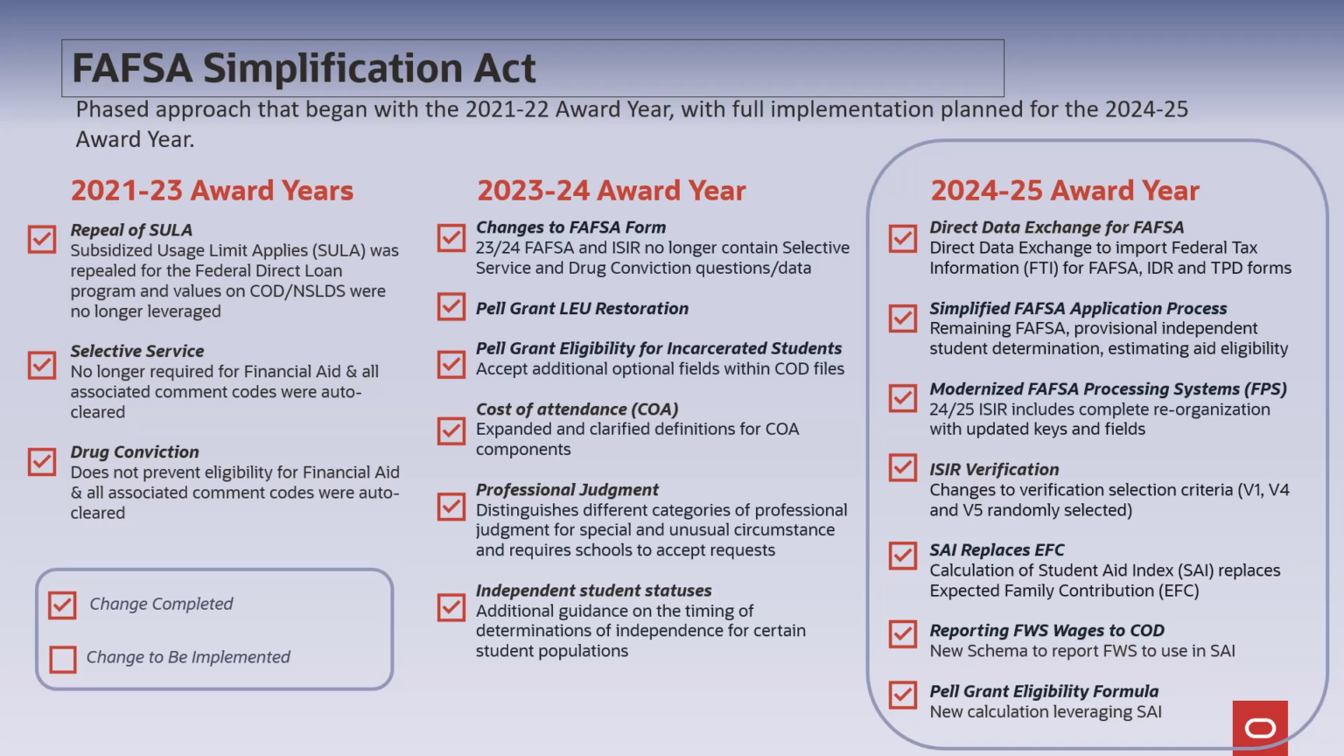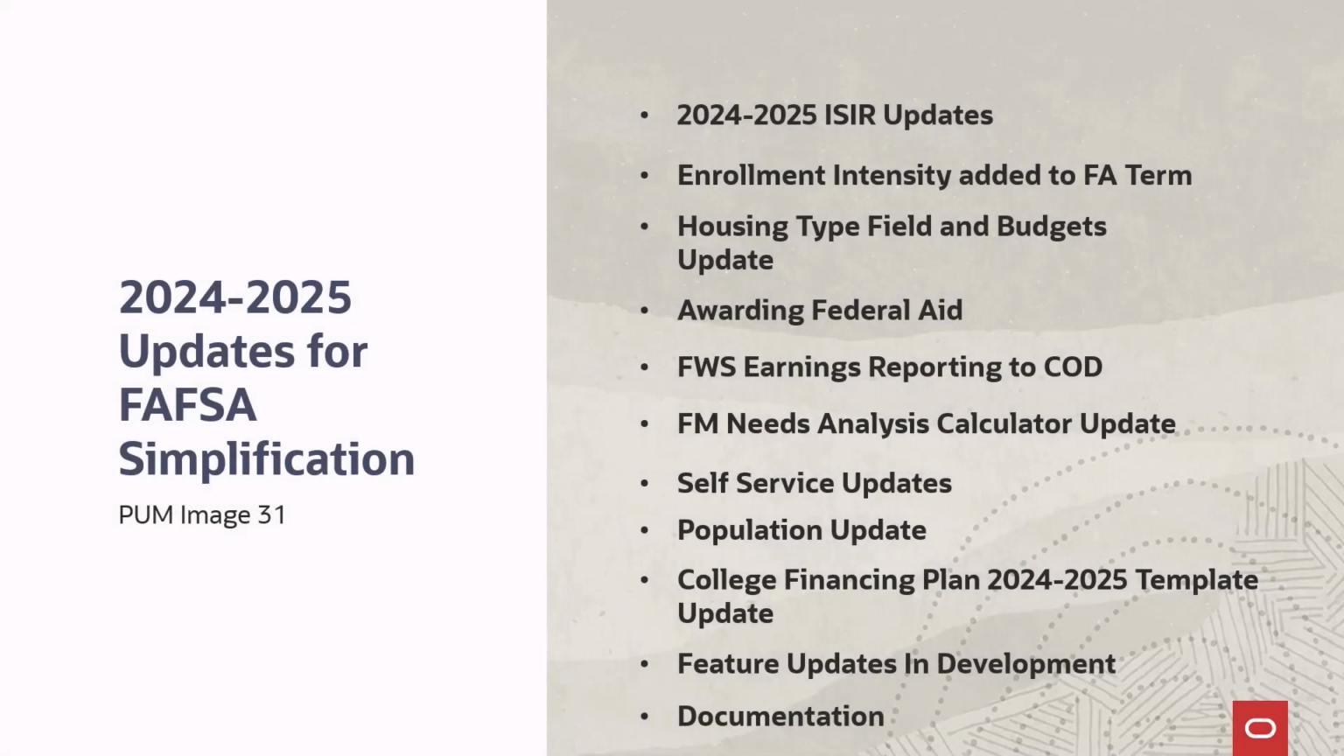Campus Solutions Financial Aid. We will review the following: 2024-2025 ISIR updates, enrollment intensity added to FA term, new housing type field and budgets update, awarding federal student aid, federal work study earnings reporting to COD, FM needs analysis calculator update, self-service updates, fields available through population update, college financing plan 2024-2025 template update, features still in development, and documentation.